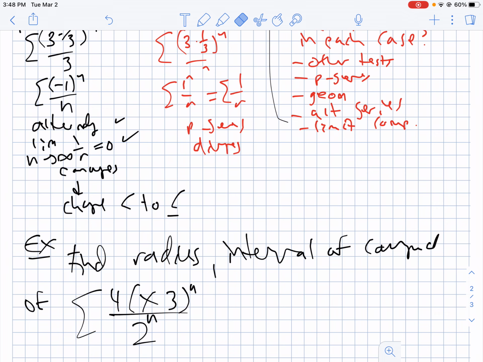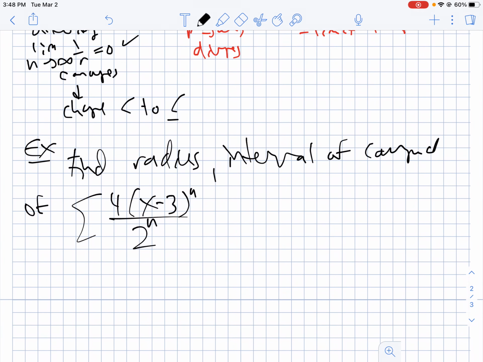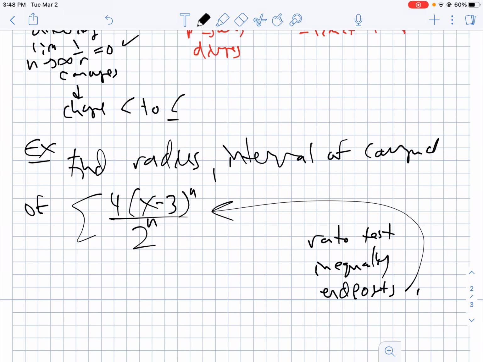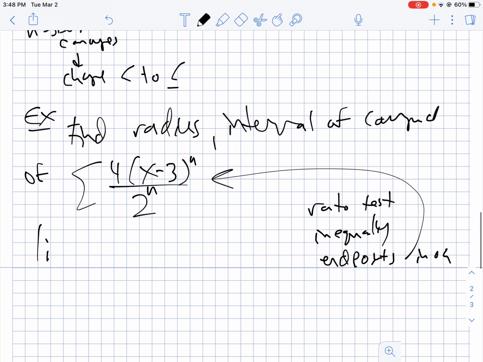Okay. Now, if you want to pause the video and try this on your own, that's not a bad idea. But I will continue. So again, we're going to do the ratio test. We're going to solve the inequality. And then the last thing we're going to do is check the endpoints. And when we check the endpoints, we're going to go back to the original equation and plug those in and see what happens.